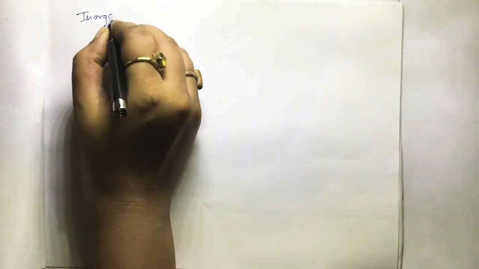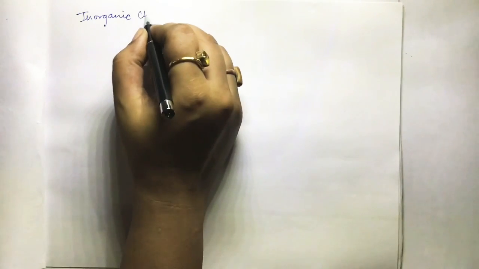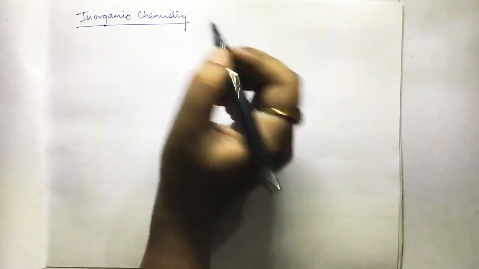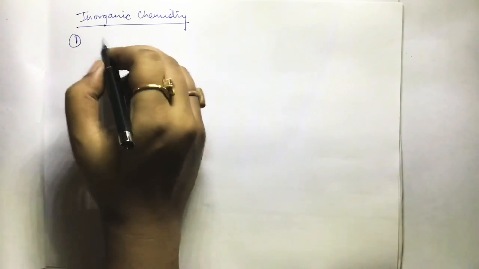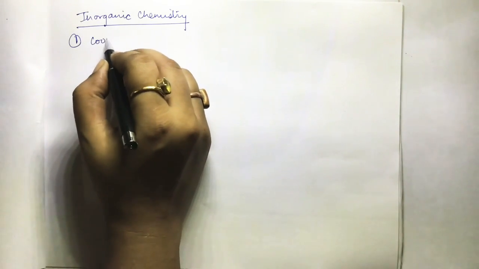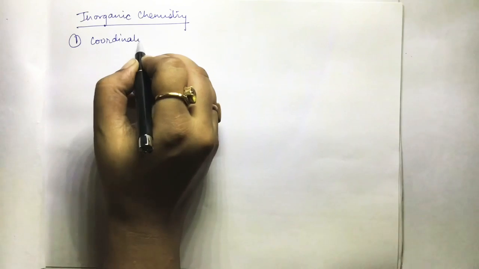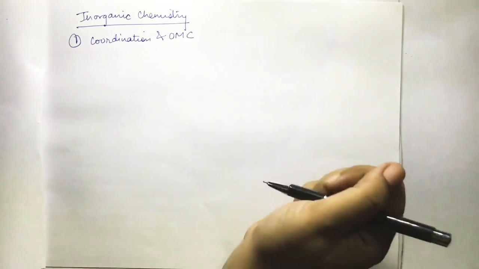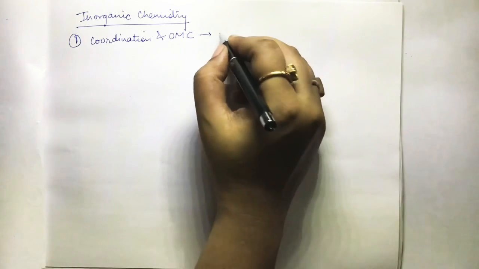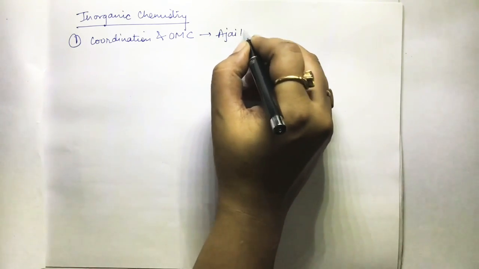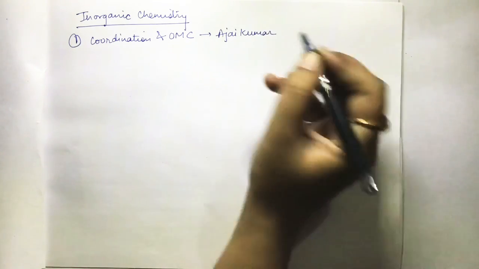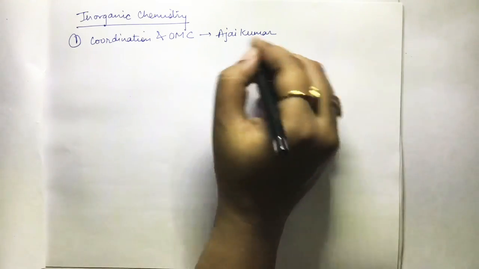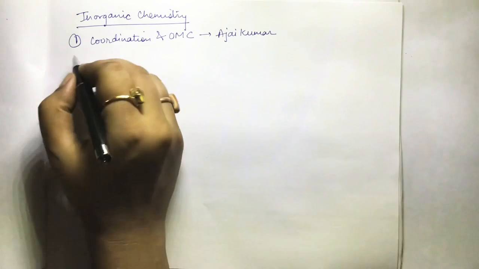Next is inorganic chemistry. Now for studying inorganic chemistry, the very first important topic is coordination chemistry and organometallic chemistry, and for this you can refer to Ajai Kumar. Obviously you cannot refer to Ajai Kumar directly, but you can refer to the book given by Ajai Kumar.